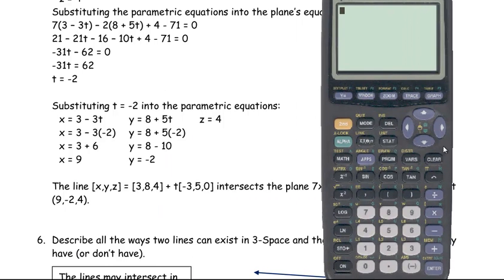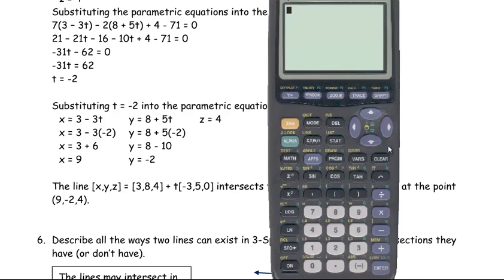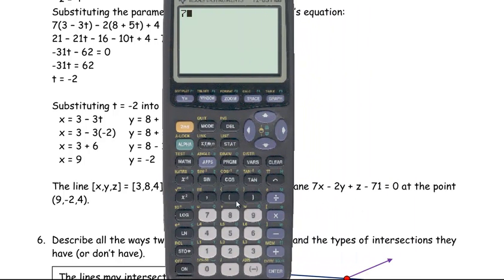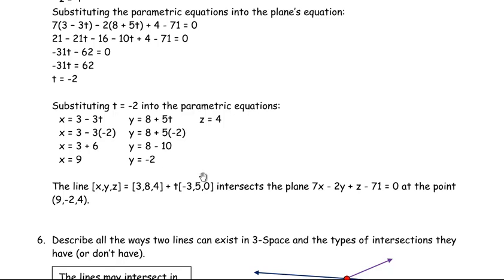And we can verify that. Let's see, where's my plane's equation? Here it is. So 7 times 9 minus 2 times the negative 2 plus z, so that's the 4, remember? Minus 71. And of course we should get 0 if the point's actually on there. Oops, what did I do wrong? Oh yeah, I used a subtraction sign there, so let's fix that. Instead, a subtraction sign instead of the negative. And it does work out to be 0, so that point is on the plane.